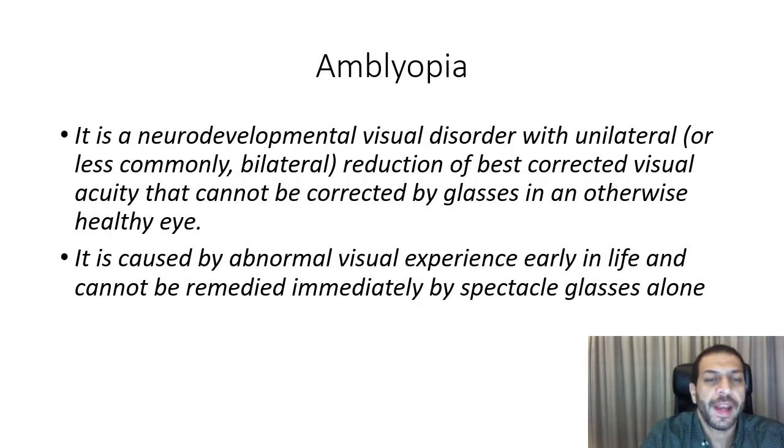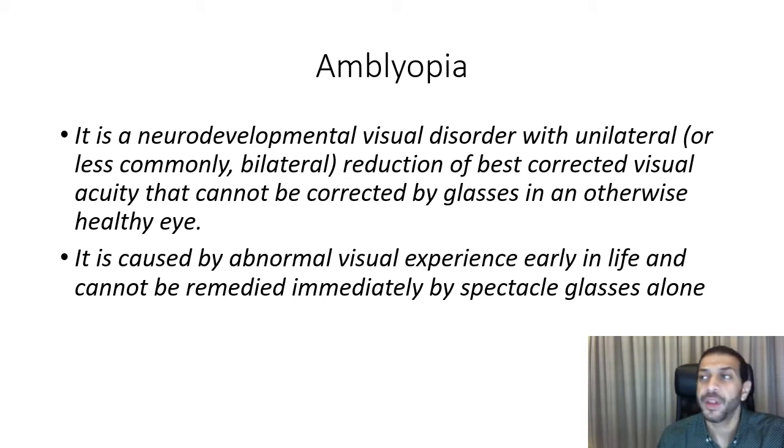First, I want to explain a term called amblyopia. Amblyopia has an alternative name that's described as lazy eye. This is a neurodevelopmental visual disorder. Usually occurs unilateral. It's less commonly bilateral. You can diagnose it by measuring the best corrected visual acuity. Amblyopia means that this visual acuity is reduced. The patient must not be able to see 6/6 with his glasses. If he wears his glasses and he can see 6/6, then this is not amblyopia.